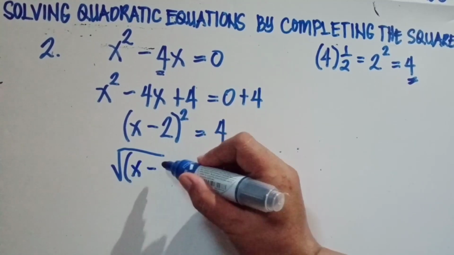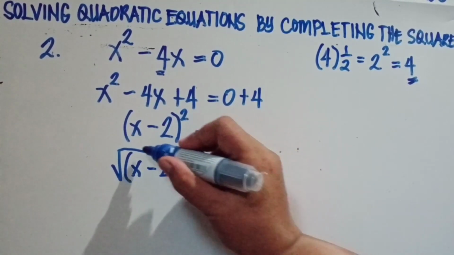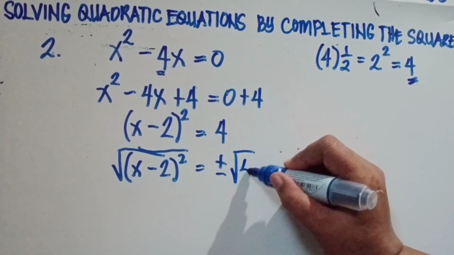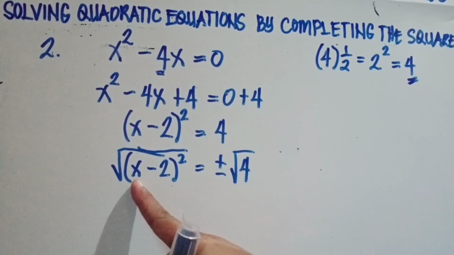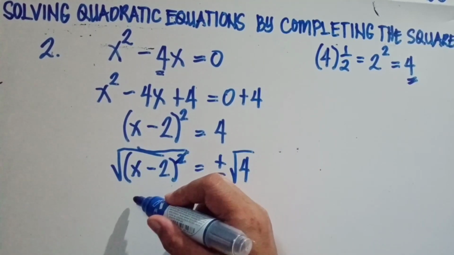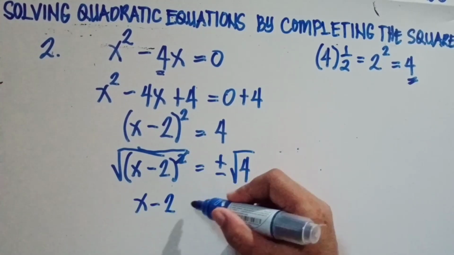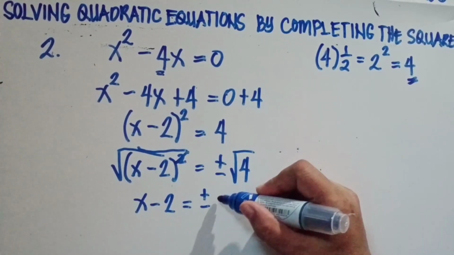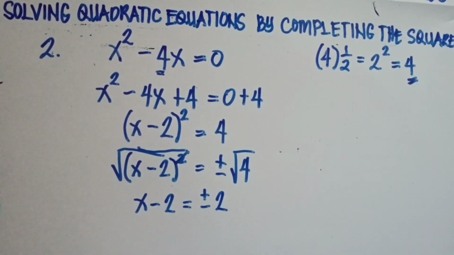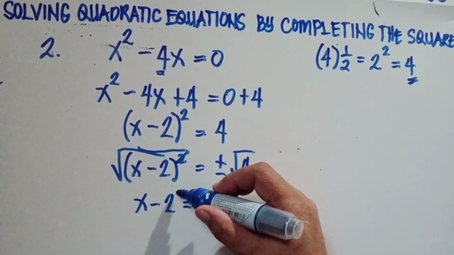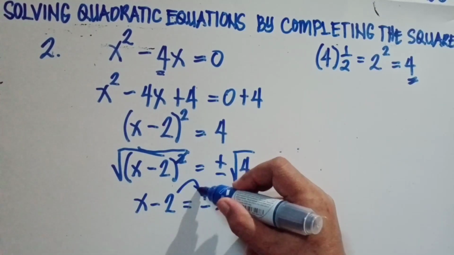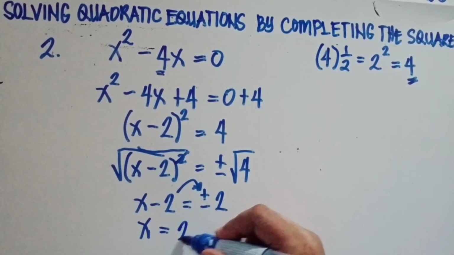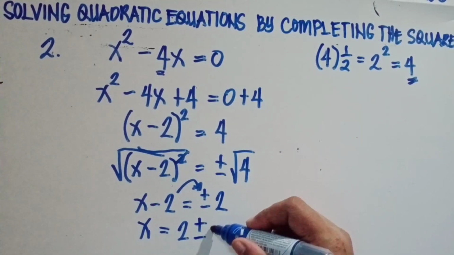So, (x − 2)² equals positive or negative square root of 4. Then just cancel the 2 here. So we have x − 2 equal to positive and negative square root of 4, which is 2. Then after that, lipat natin si constant term or si 2 sa right side ng equation. Magiging x is equal to 2 plus or minus 2.